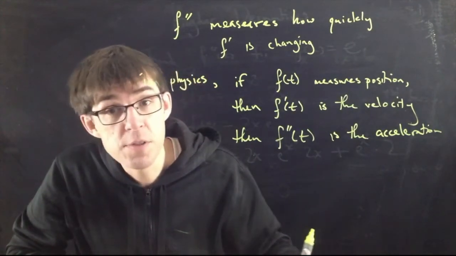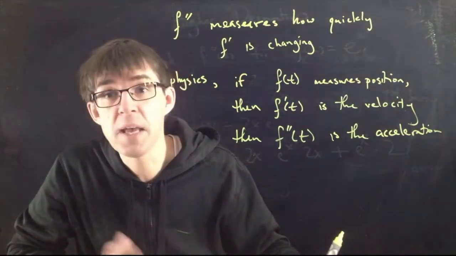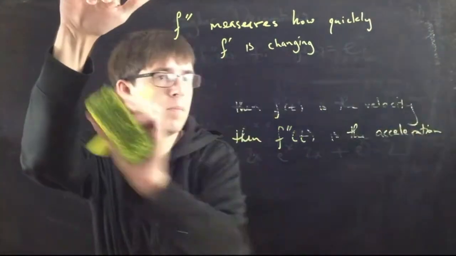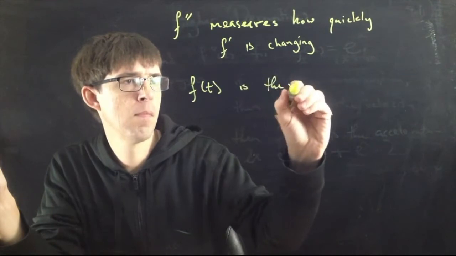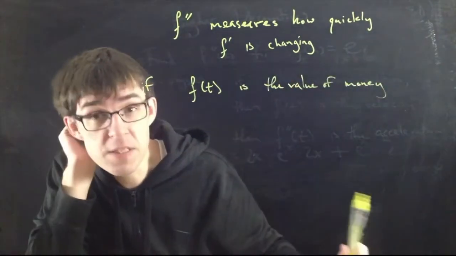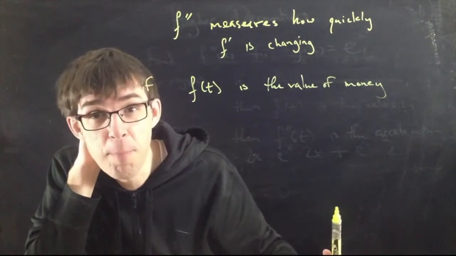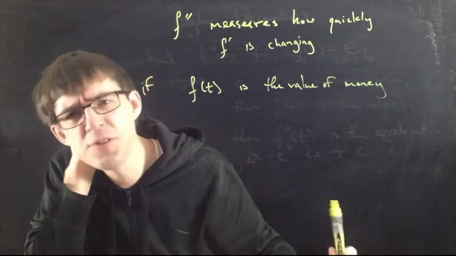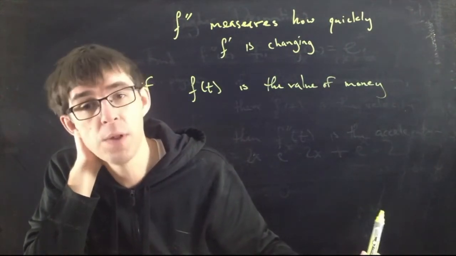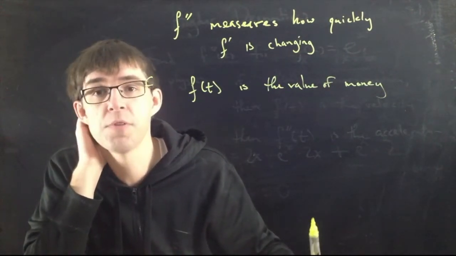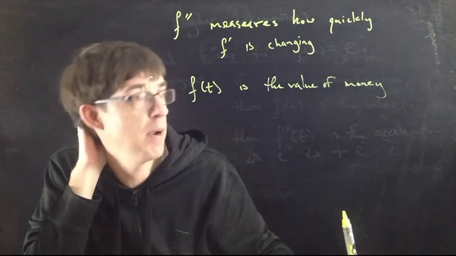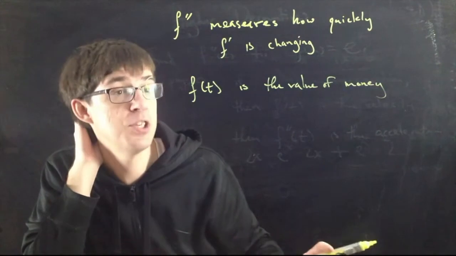The second derivative also has meaning in other contexts. Here's a financial context in which the second derivative has meaning. How about this? Here's a financial type example. If f of t is a function which describes the value of money, this is a little abstract, but as you know, money itself changes its value over time. Like $1 today is worth considerably less than $1 100 years ago. And this is because of inflation, right? The value of money changes over time.